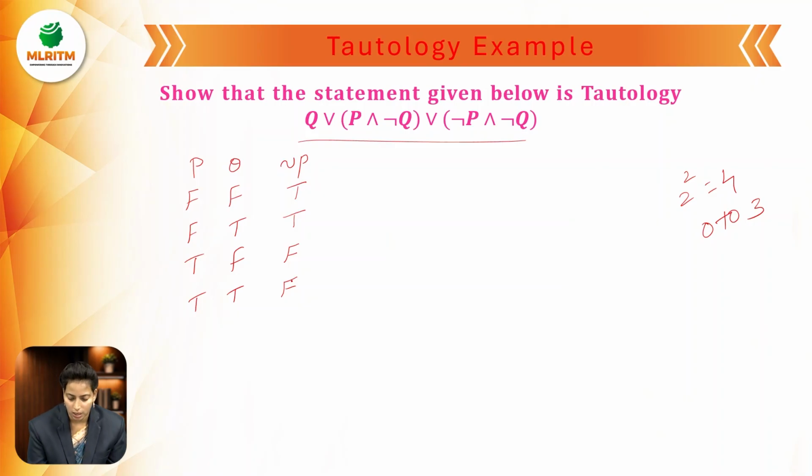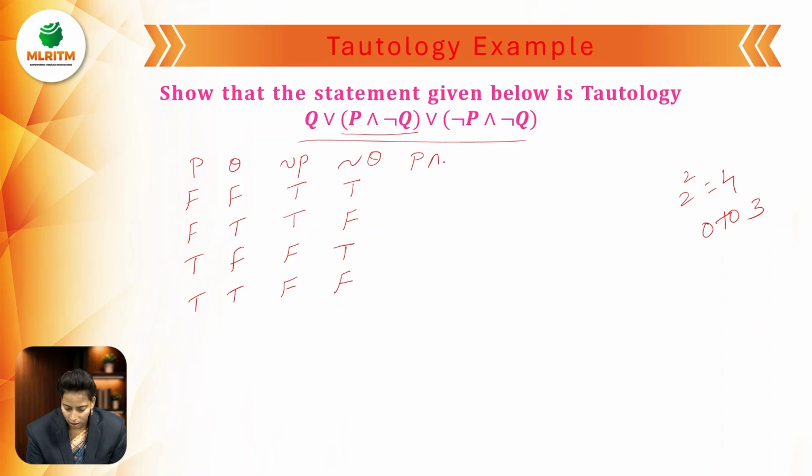Okay. Next, negation Q. Observe Q. If Q is false, then negation Q is true. If Q is true, then negation Q is false. If Q is false, then negation Q is true. If Q is true, then negation Q is false. Okay. Next, apply P and negation Q.